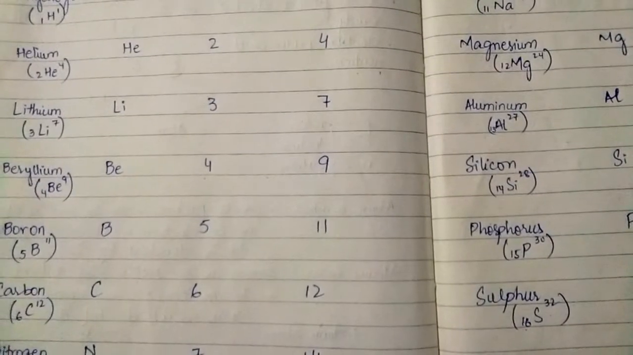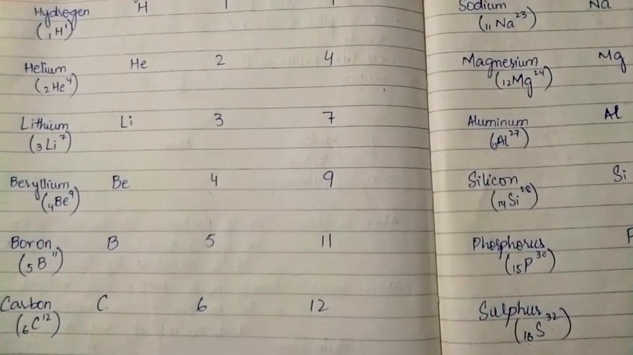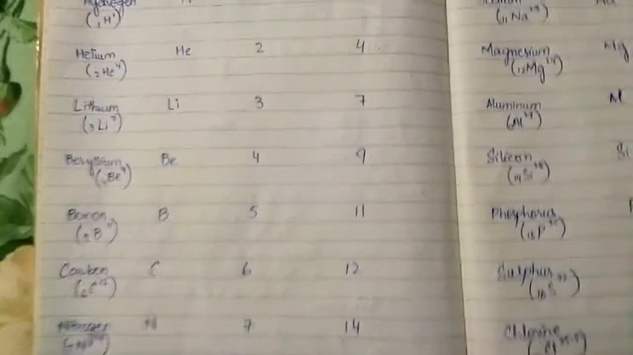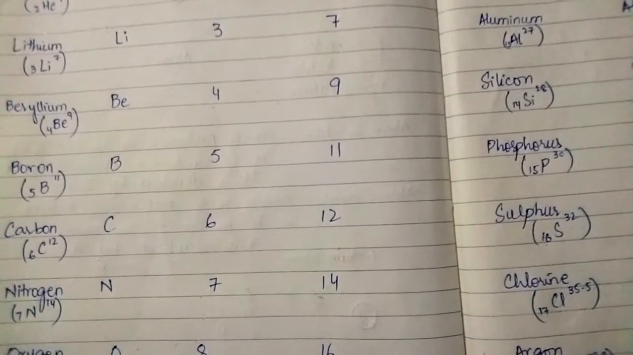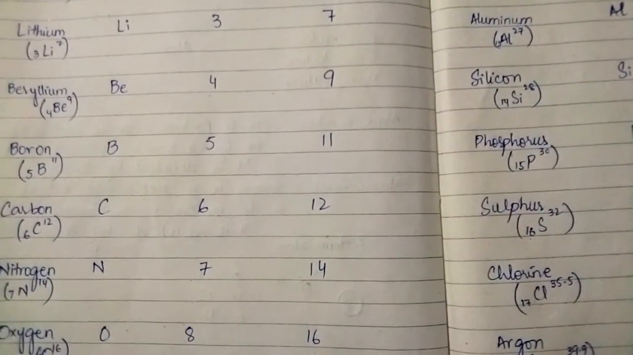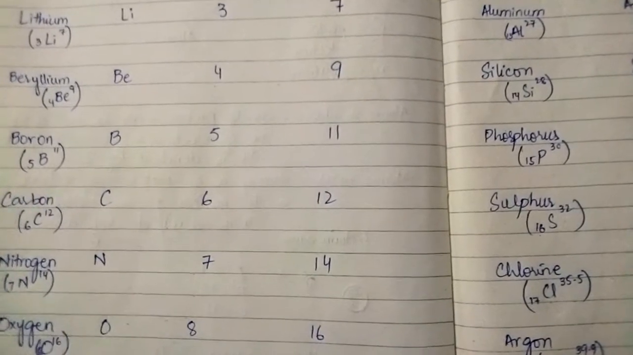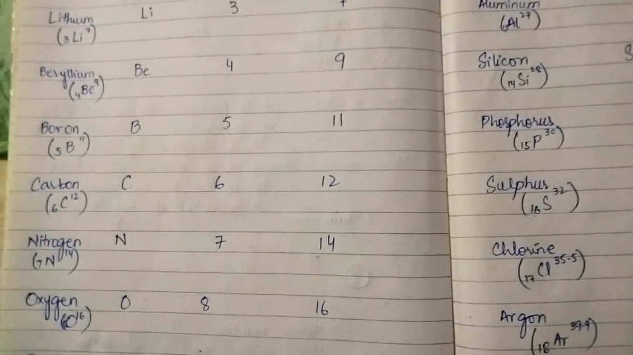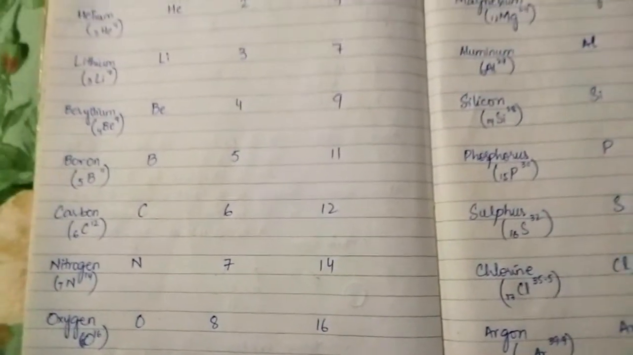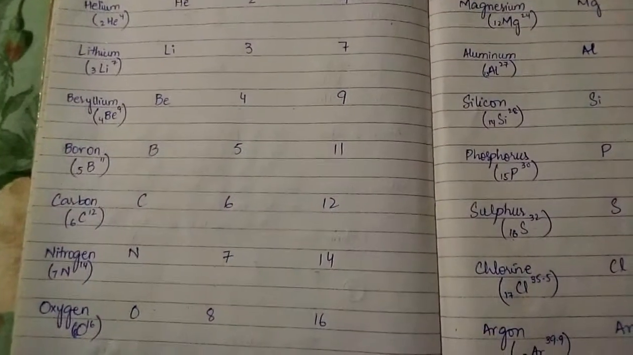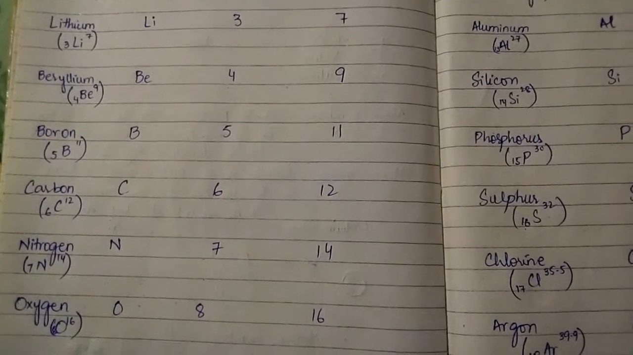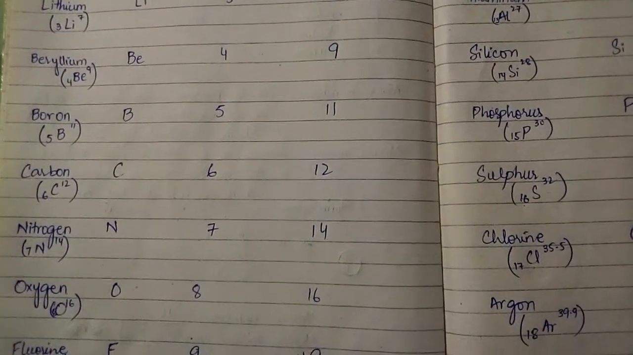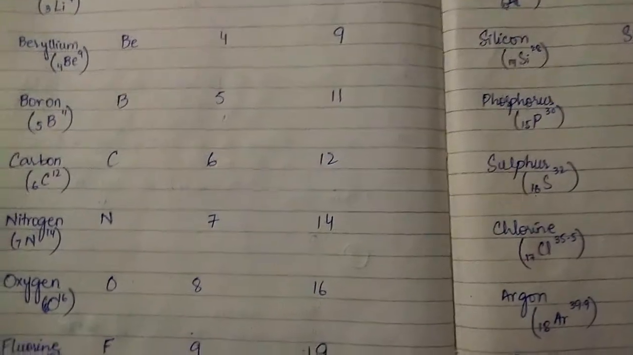Next is lithium. The atomic number for which is 3 and the atomic mass is 7, and it is denoted by Li. Next is beryllium. The atomic number is 4 and the atomic mass is 9. Followed by boron, denoted by B. The atomic number is 5 and the atomic mass is 11. Followed by carbon, which is the 6th element, and hence its atomic number is 6 while the atomic mass is 12. Nitrogen is denoted by N. Its atomic number is 7 and the atomic mass is 14.